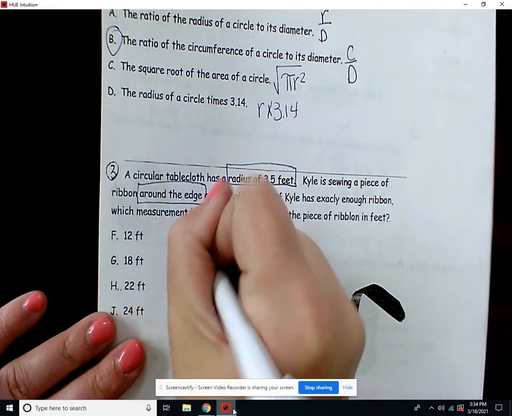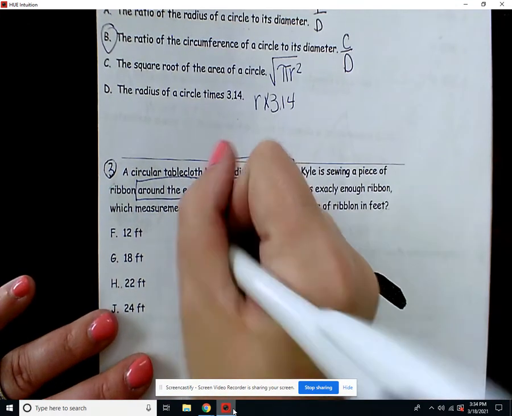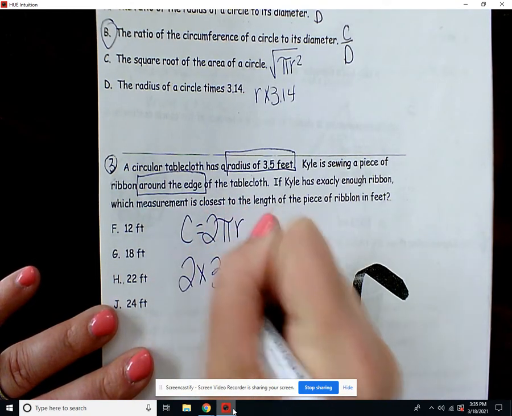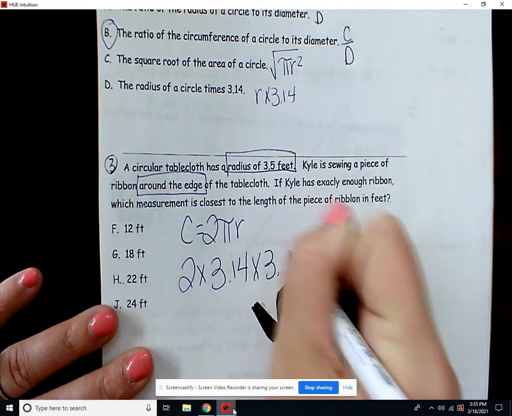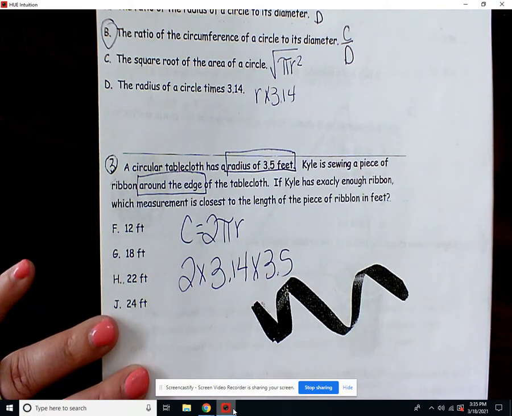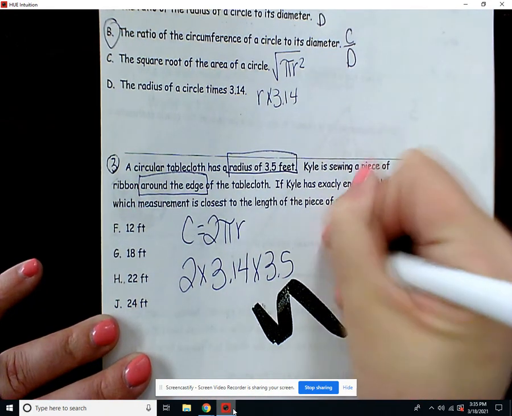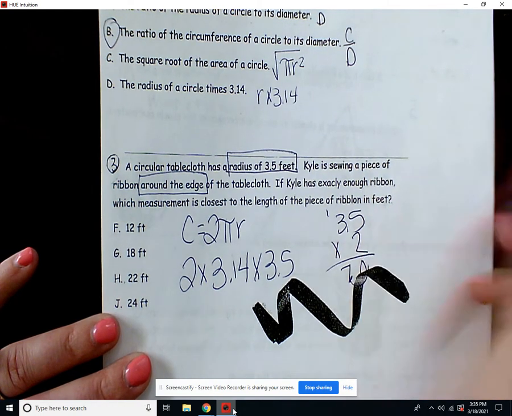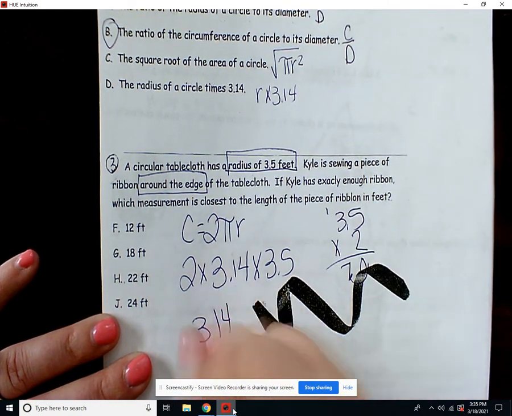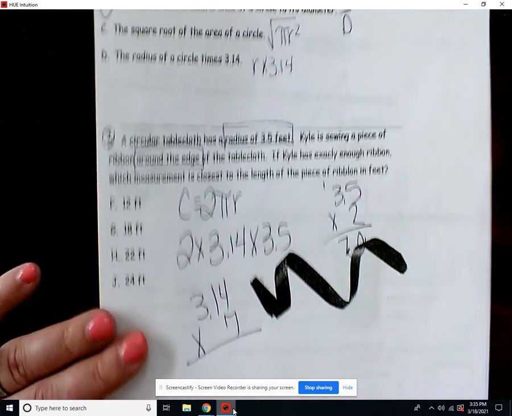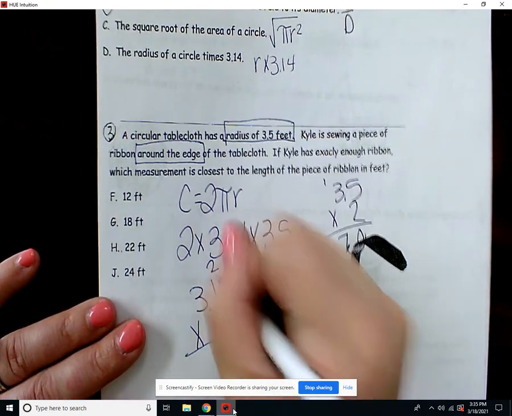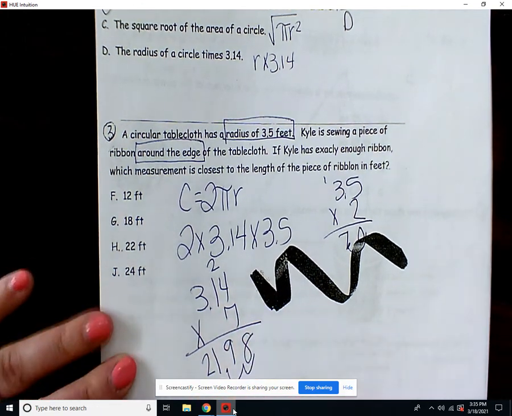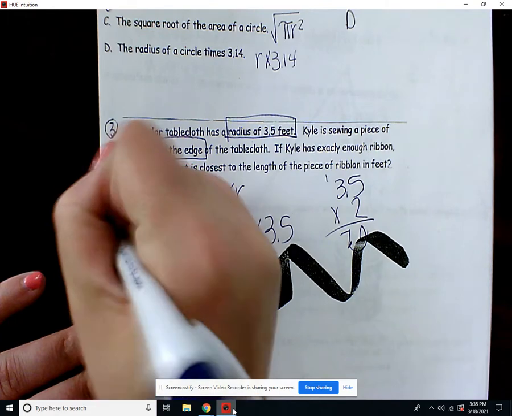So again, you have 2 formulas. Since it's a radius, we're going to do our 2 pi r. So we're going to do 2 times 3.14 times 3.5. We're going to multiply 3.5 times 2 first to get rid of that decimal, which makes it 7. And then we'll do 3.14 times 7. In this case, we're going to have to round to find the closest answer. And we get 21.98, and the closest is going to be H.